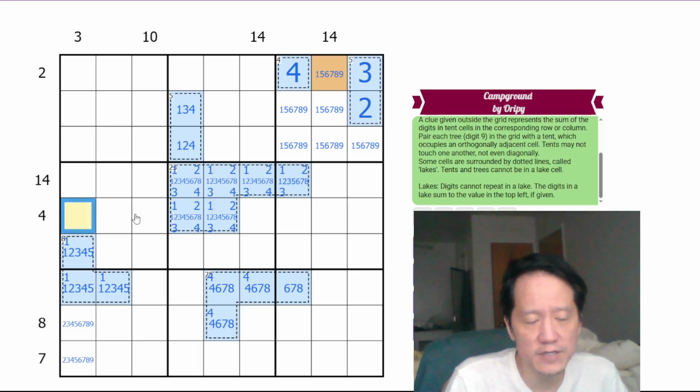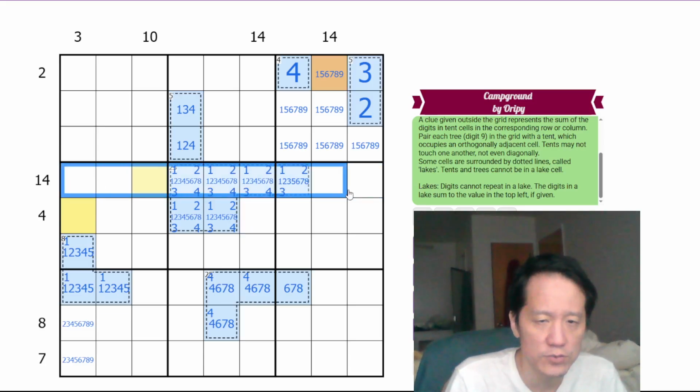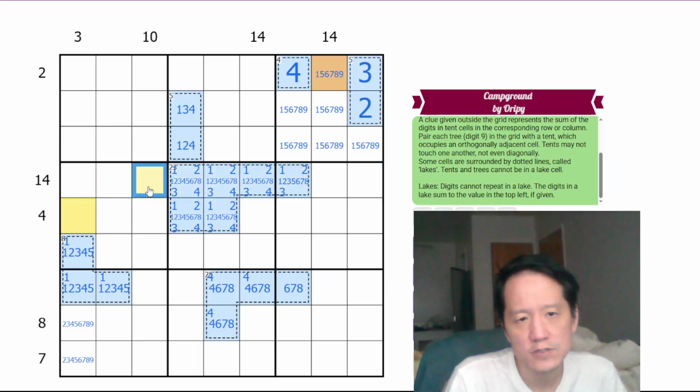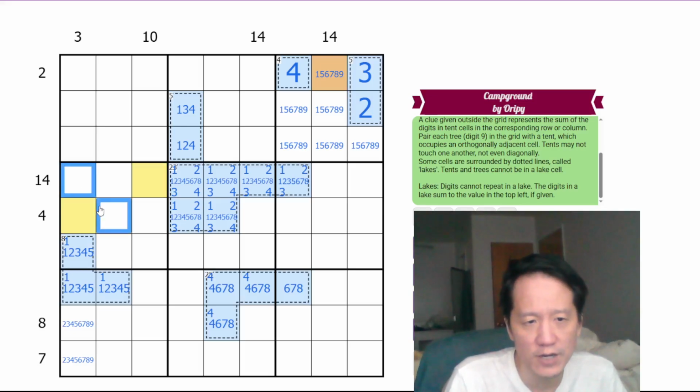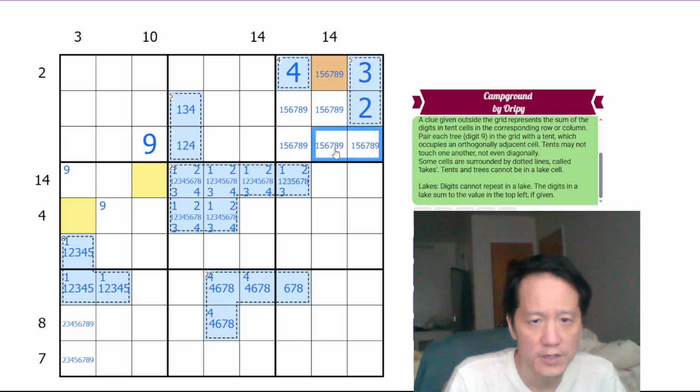If we make that a tent, the other tent in row 4 has to be here because we need 2 tents in row 4, and this cannot be both tents. So this one would be a tent. 9 would have to be one of these 2. Then this tent would have to be attached to the 9 that's outside. So this would be a 9. This could not be 9. One of these 2 would have to be a tent.